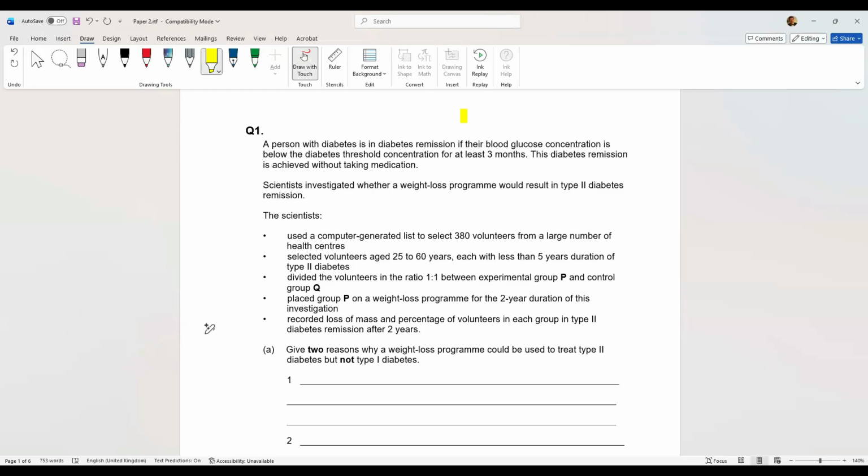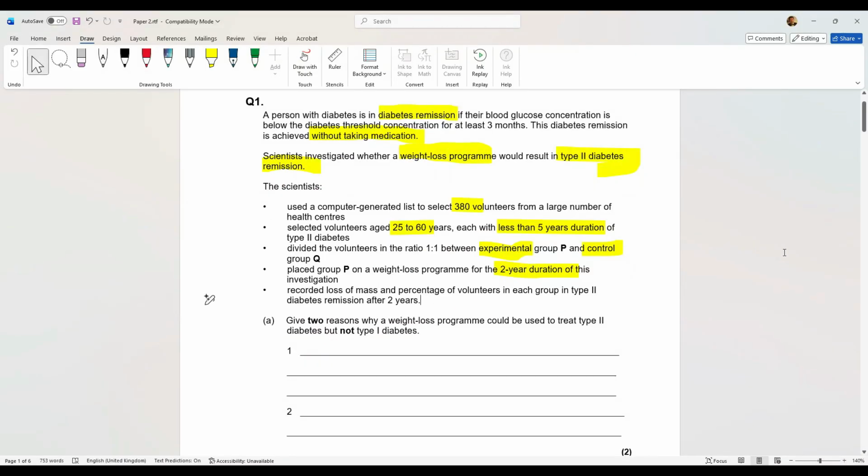Talks about a person with diabetes as in diabetes remission. So it's achieved without taking medication. So at a weight loss program in type 2 diabetes remission. So talk about type 2 diabetes. The scientists used a computer-generated list to look at 380 volunteers. They selected volunteers between the ages of 25 to 60 with less than 5 years duration of type 2, and divided the volunteers into a ratio so they had an experimental and a control group. And you can see that they did it for a 2-year duration, which is quite long.